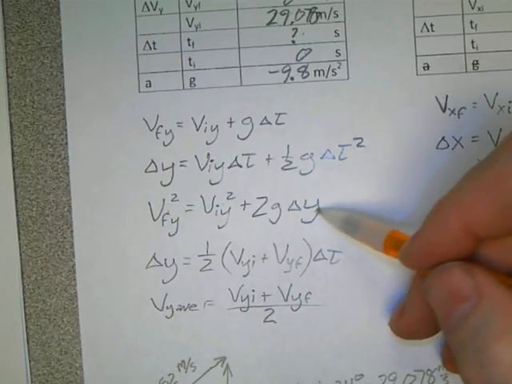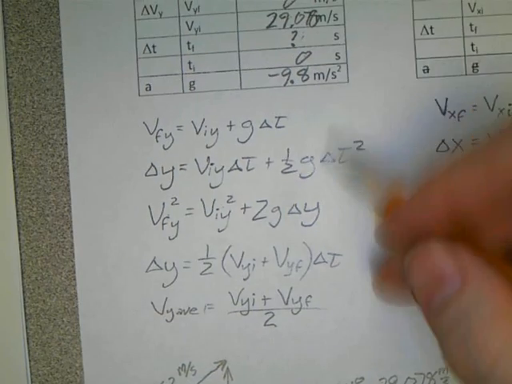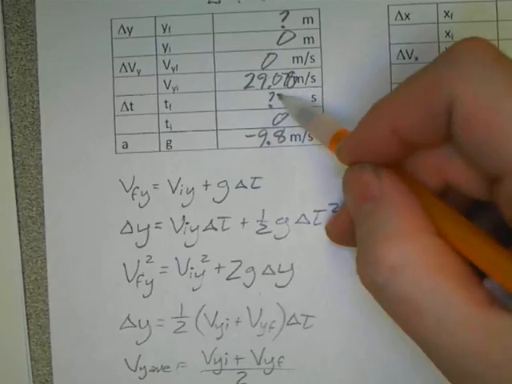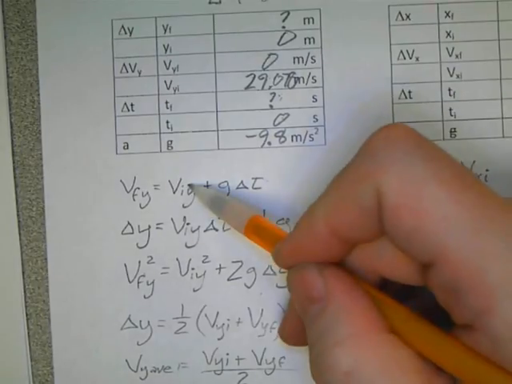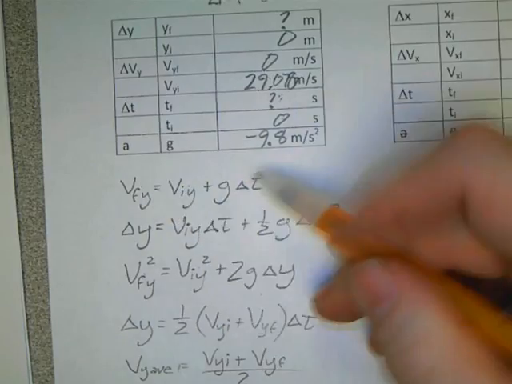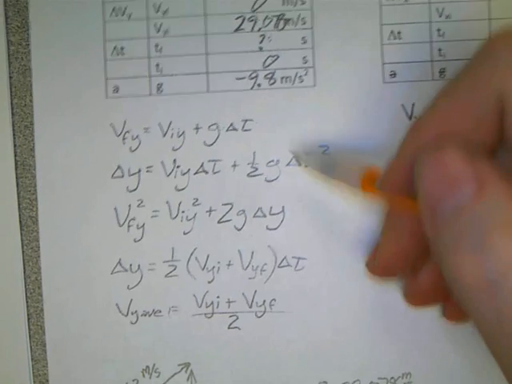If you're not comfortable with the no time equation, there is a way to get time. You could use the top equation. You know the initial velocity up, you know its final is 0, and you know gravity, so you could get the time and then use the time in the second equation. I'm just going to go straight to the no time equation.